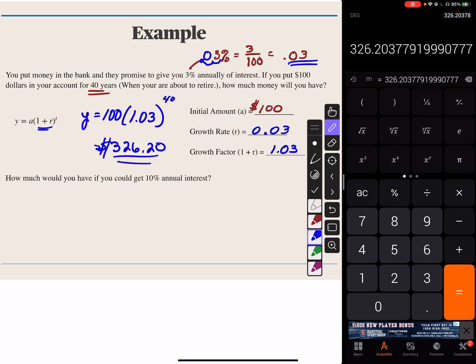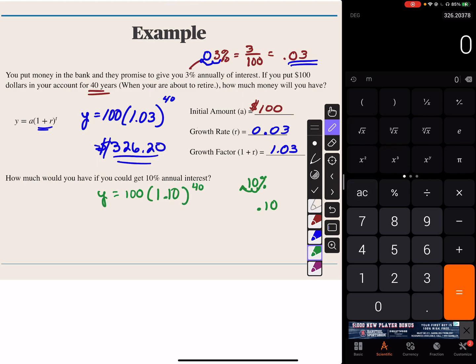Let's see what happens if you could get a better interest rate, 10%. Okay, y equals. And there are certain ways you can save your money to get that. Now, our growth rate changed. We were at 3%, now we're at 10, so that is 0.10. Again, move your decimal 2 spots to the left. Then we have to add the 1 to it, so 1.10, that's our 1 plus r to the 40th power. 1.1, and we'll raise that to the 40th power, and we'll take that times 100.